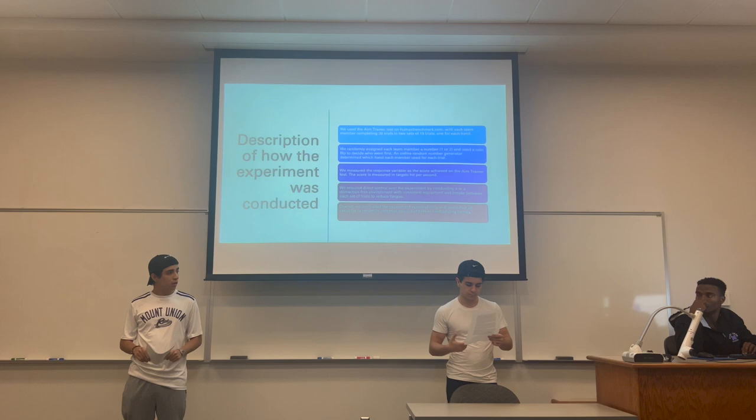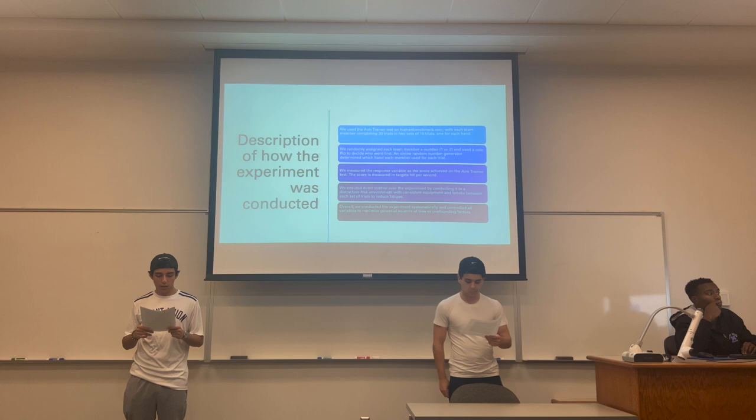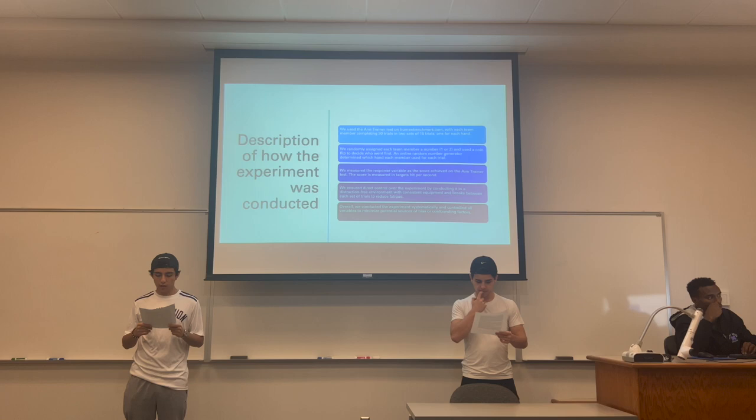Experiment. To conduct our experiment, we each completed 30 trials of the aim trainer task, with 15 using our right hand and 15 trials using our left hand. We used random assignment to determine which hand we used first and made sure to alternate hands for each set of 15 trials.